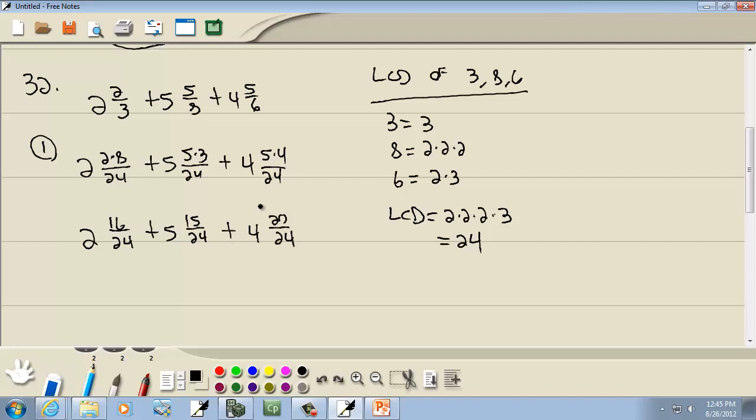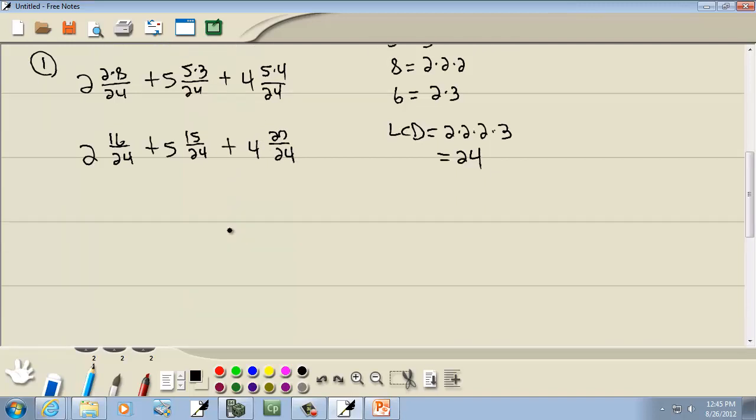Now this one's going to introduce something new, and we'll see it in the next step. Actually, it's step 3. Well, we're going to add together the numbers out in front. 2 plus 5 is 7, plus 4 is 11. And add together the fractions. So we got 16 plus 15 is 31, plus 20 is 51. Now this is an improper fraction form.